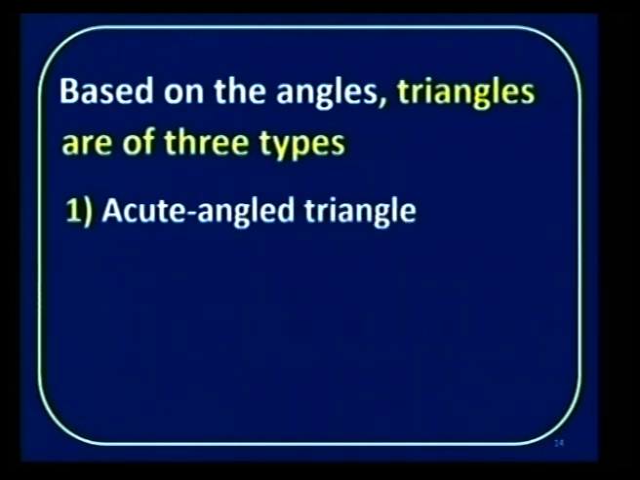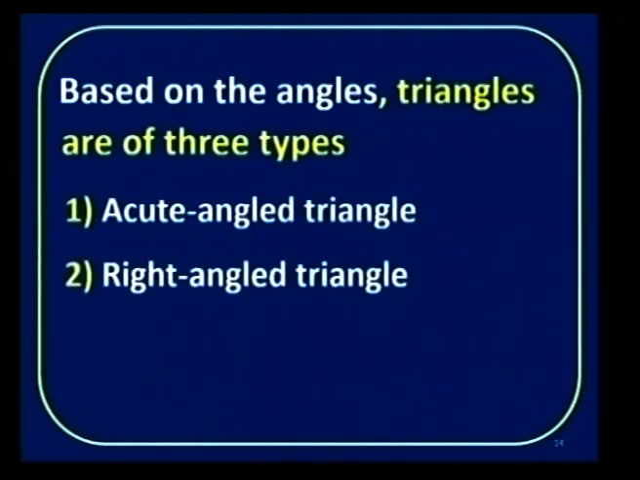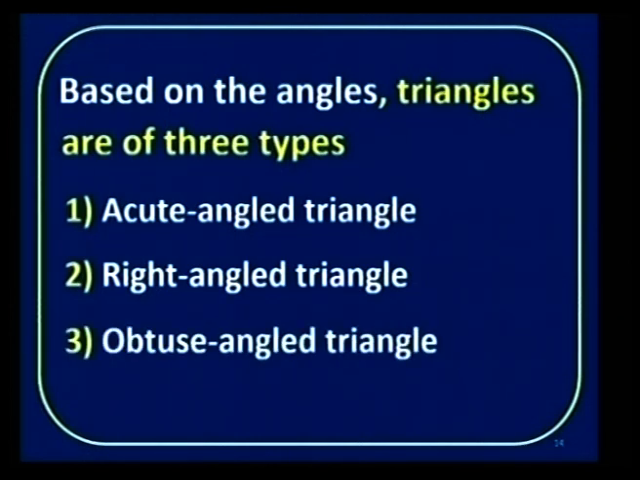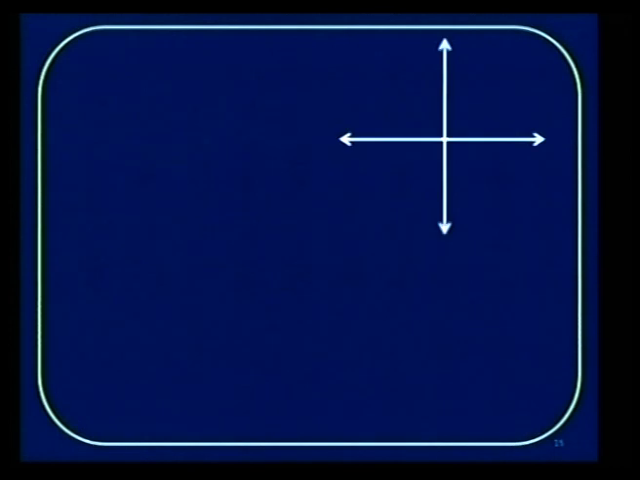Now, let us classify triangles based on the angles. We can have three types of triangles here. First one acute angled triangle, second one right angled triangle, third one obtuse angled triangle.